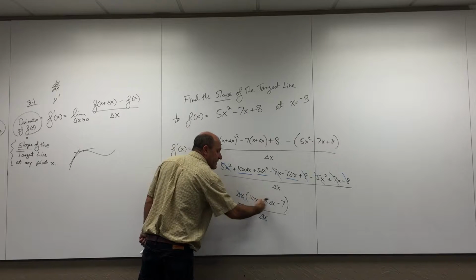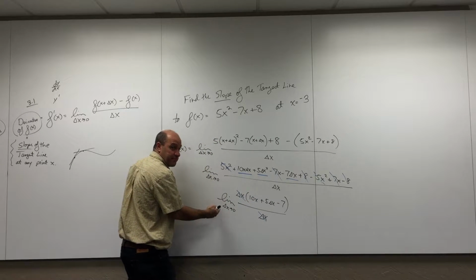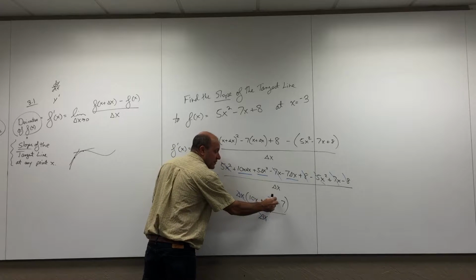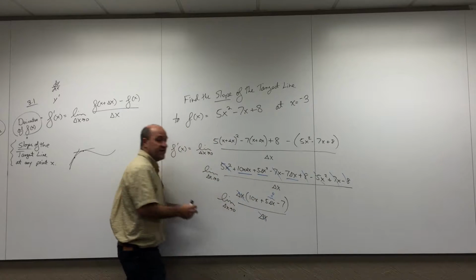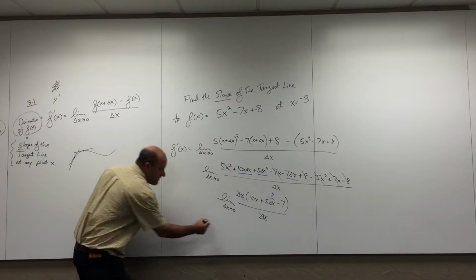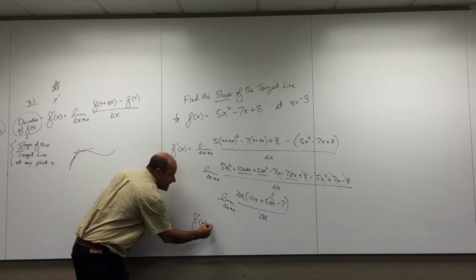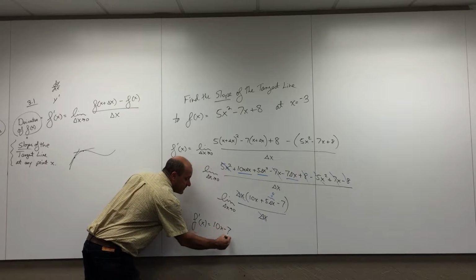See, this is not quite the answer. I haven't done the limit yet. When I do this limit, this delta x will go to 0. And what's the final answer? 10x minus 7. And that's called the derivative. That's f prime of x. It's 10x minus 7.